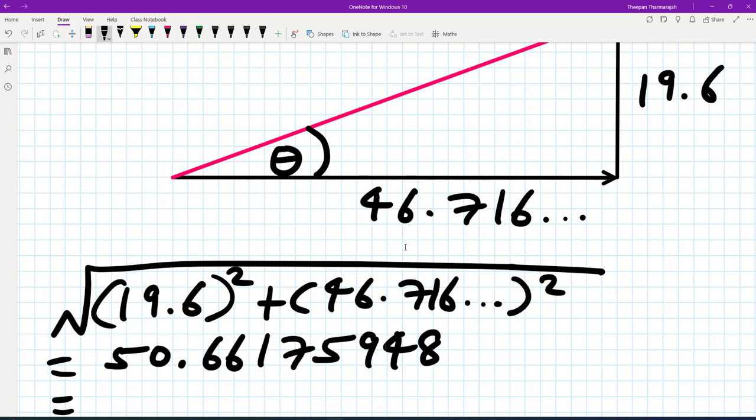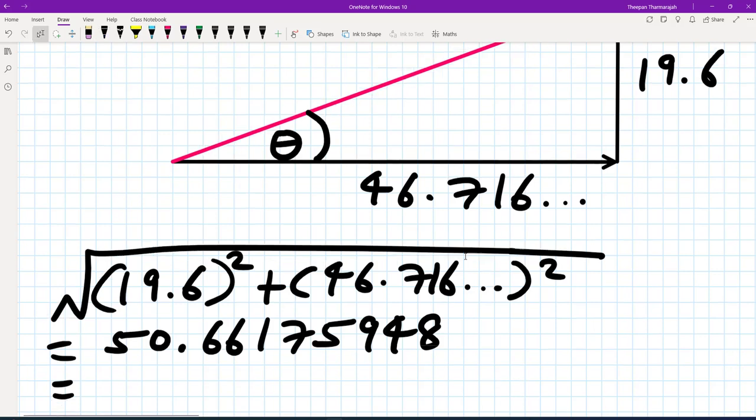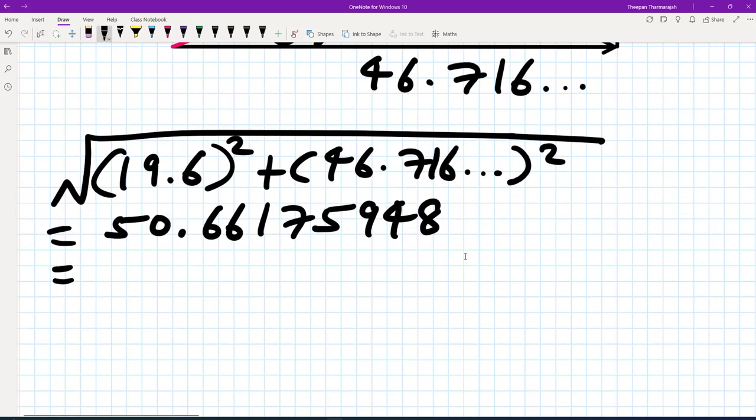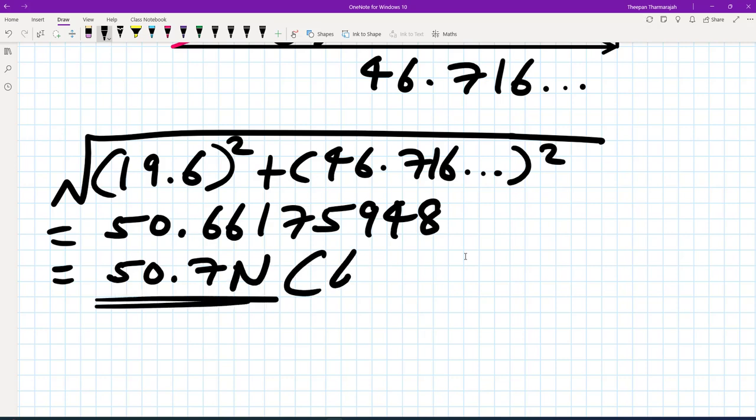50.66175948, and to three significant figures, that's going to be 50.7 newtons. So we've got that rounded to three significant figures.